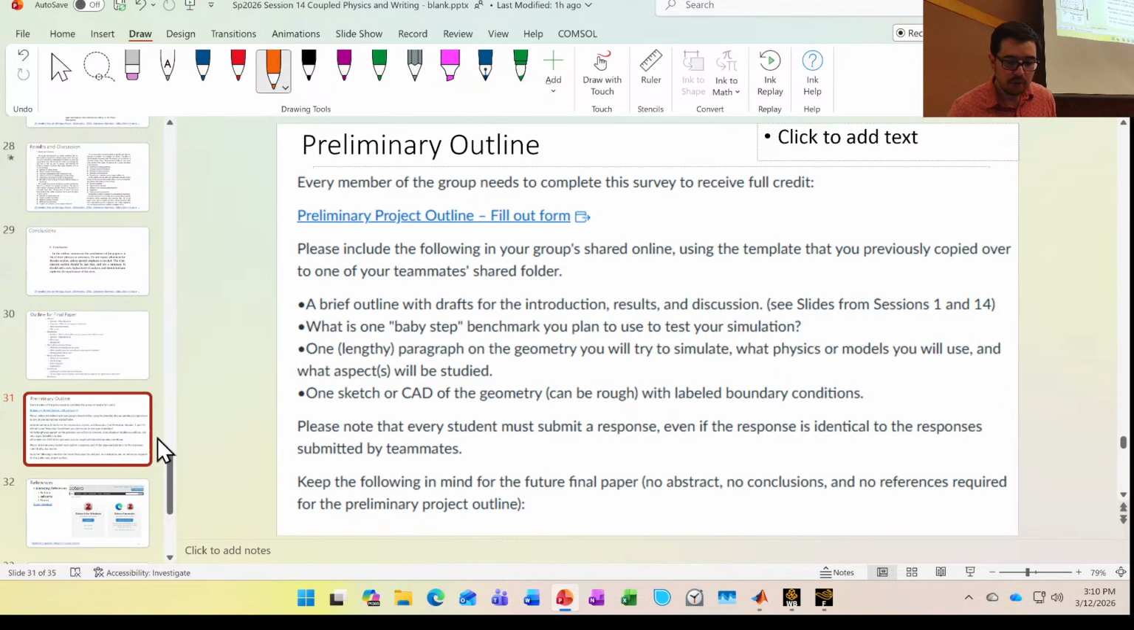Okay. For the preliminary outline, okay, you've got to submit responses in the form, and I just need one link somewhere, somehow. Okay. And then for now, you do not need an abstract. You need no conclusions and no references for what's due on the 23rd. Okay? But we do want you to have a little bit about the baby step.